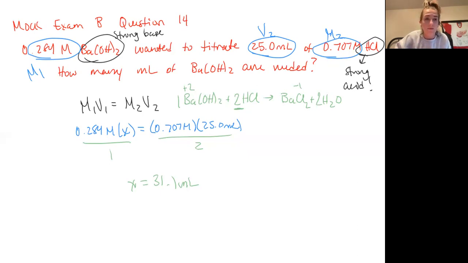Yes, Blake. So if this barium hydroxide had a 2 instead, then that would also be divided by 2, right? So if we had something where it was H2SO4 plus NaOH, what would be divided by 2, or what would be divided by in this case?